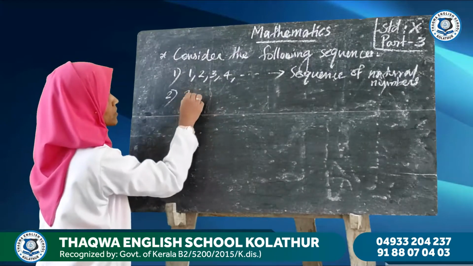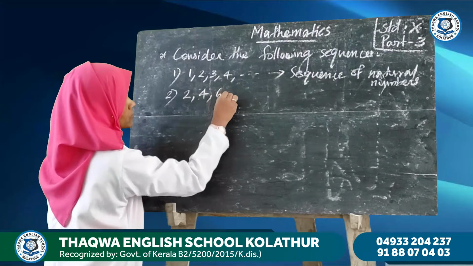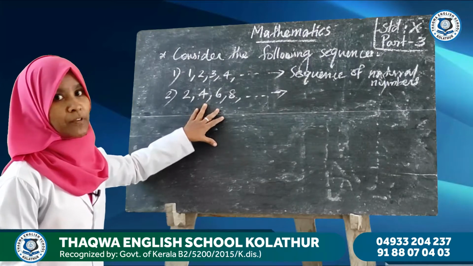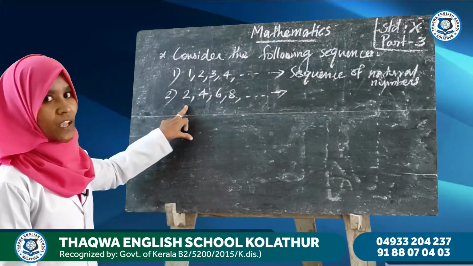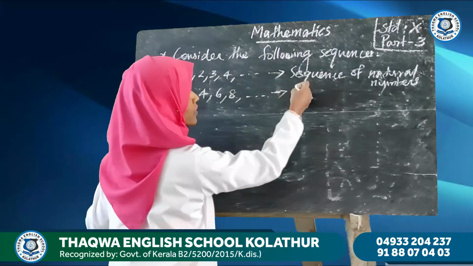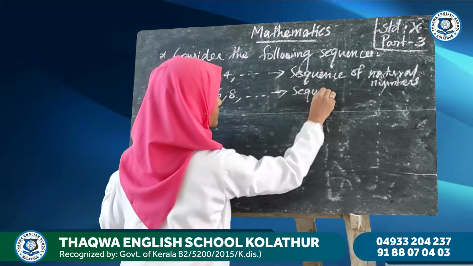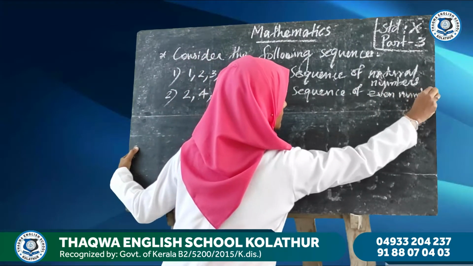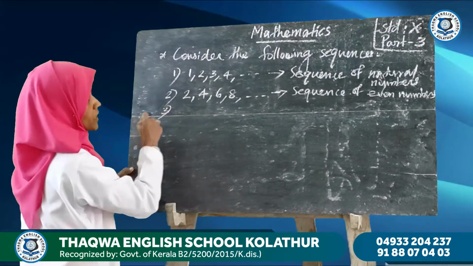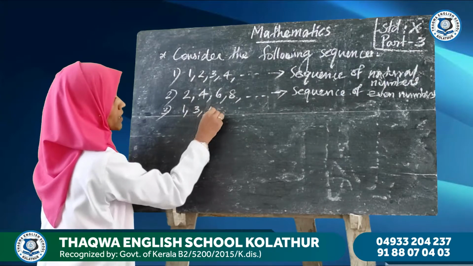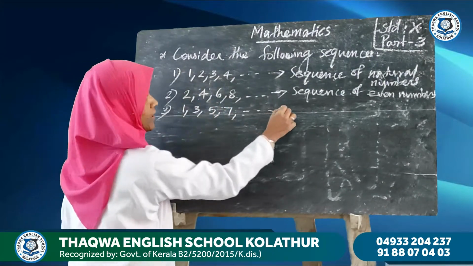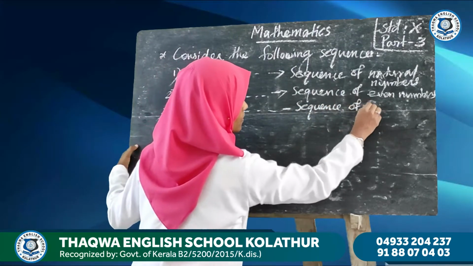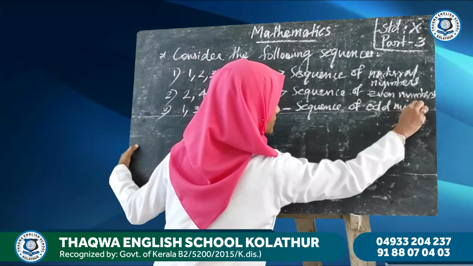Another sequence: 2, 4, 6, 8, etc. What type of sequence is this? Yes, it is a sequence of even numbers. Third, 1, 3, 5, 7, etc. This is a sequence of odd numbers.